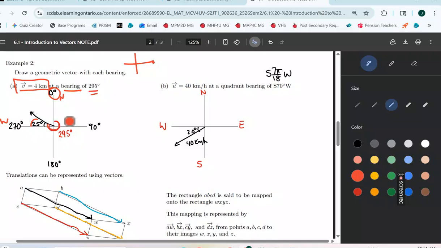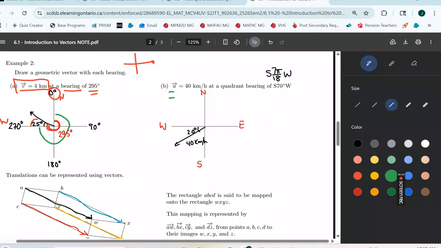How did I get 25? Well, I'm told that this whole angle is 295, and I know that each quadrant is 90 degrees, right? So then I know that this is 90, 180, 270. So how far is 270 from 295? 25 degrees.